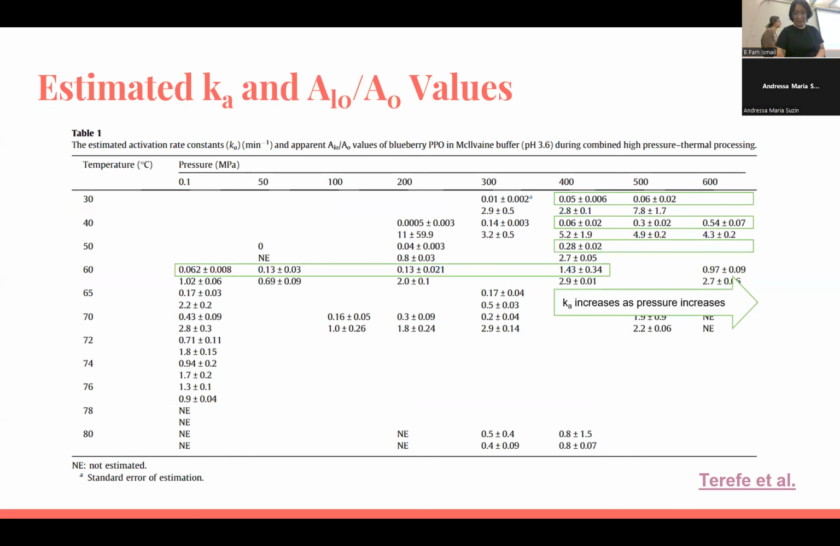And lastly, Ka, which is the activation rate constant, increases as pressure increases in the values that are highlighted by the green bars. But I'm not super sure if this is a valid trend, because it doesn't really go across everything, but that's what the authors pointed out.